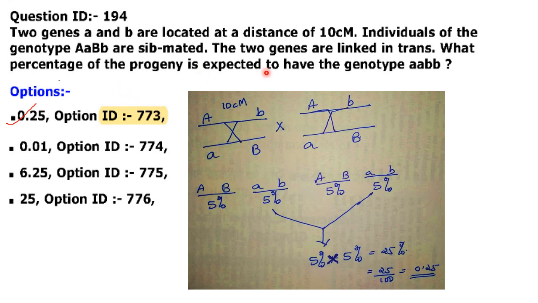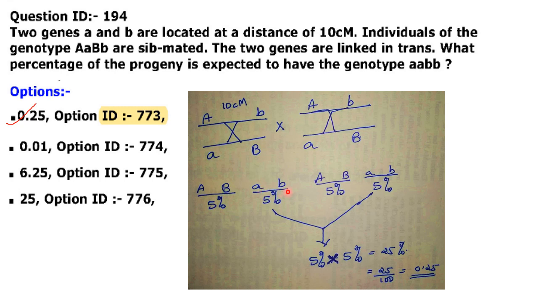What percentage of the progeny is expected to have the genotype small a, small b, small b? So these are the genes, 2 genes A and B. They are located 10 centimorgan apart, and individuals, capital A, capital B, small b, they are selfed. So these are the individuals that are crossed, and you get these as the gametes, that is capital A, capital B and small b. So capital A, capital B and small a, small b. Now they will be present at 5% frequency.